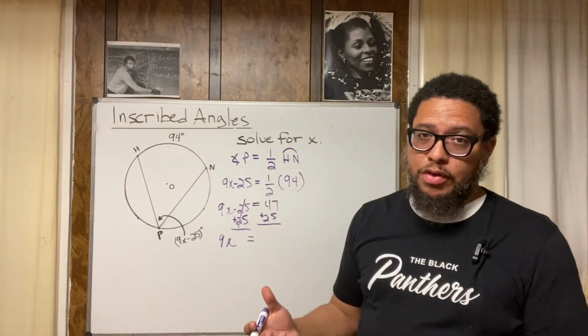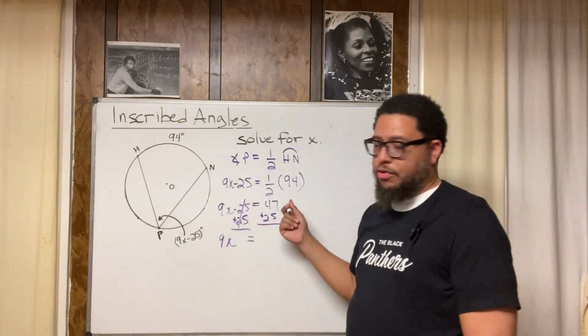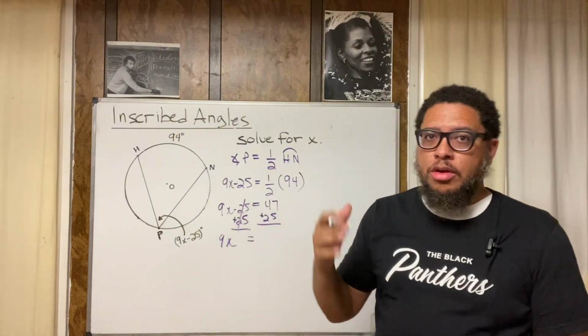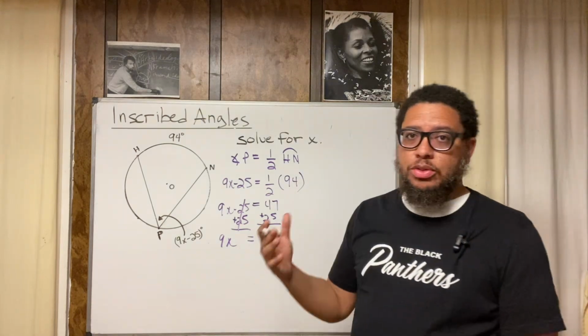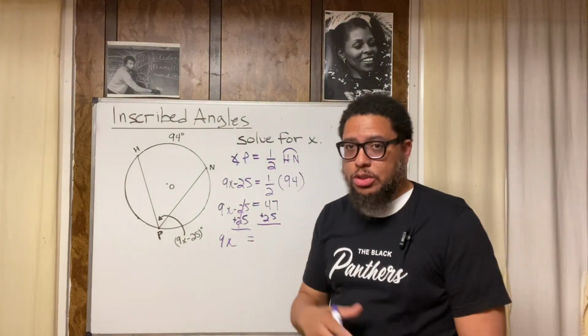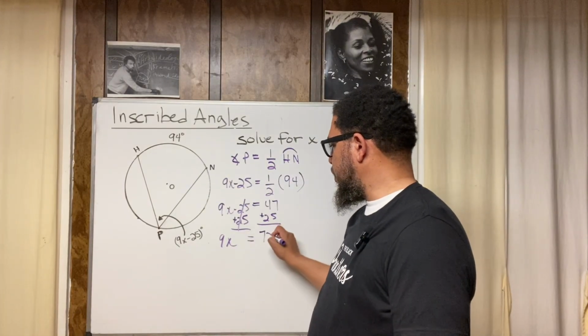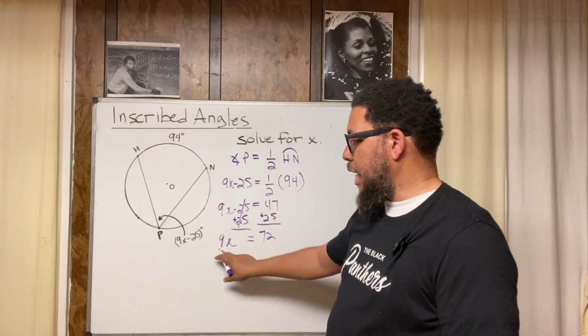Now, we got to know our addition facts. We got to know how to add, right? We shouldn't need a calculator for this. You might use a calculator for this, but you shouldn't need it, right? 47 plus 25, there's a lot of ways to add that up. But 40 plus 20 is 60, 7 plus 5 is 12, 60 plus 12 is 72. So 9x equals 72. Now I'm trying to get rid of this 9. How do I do it?